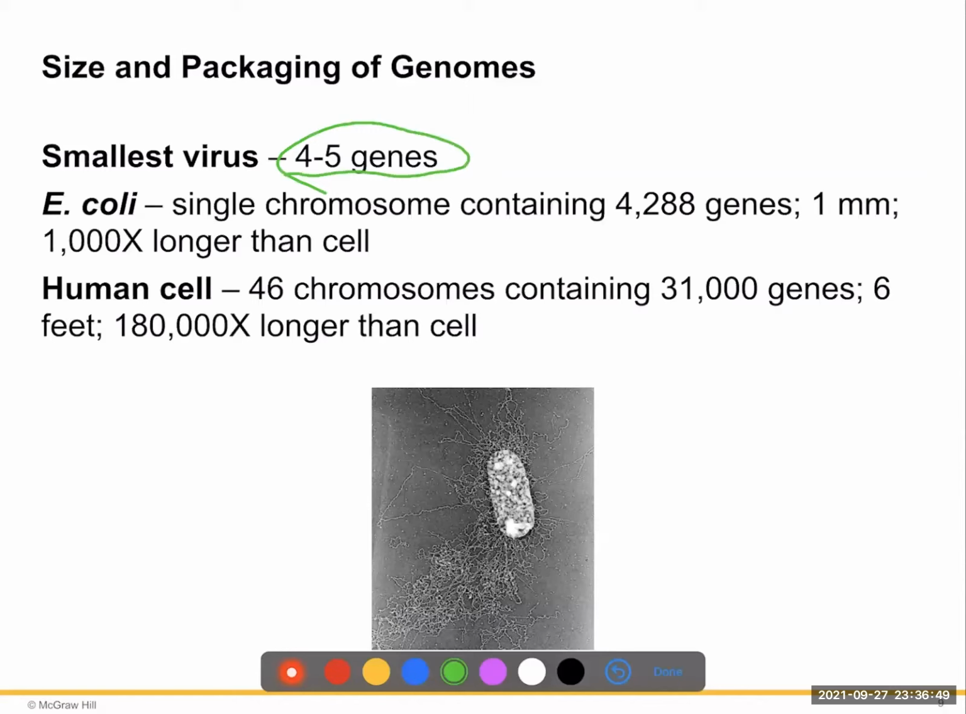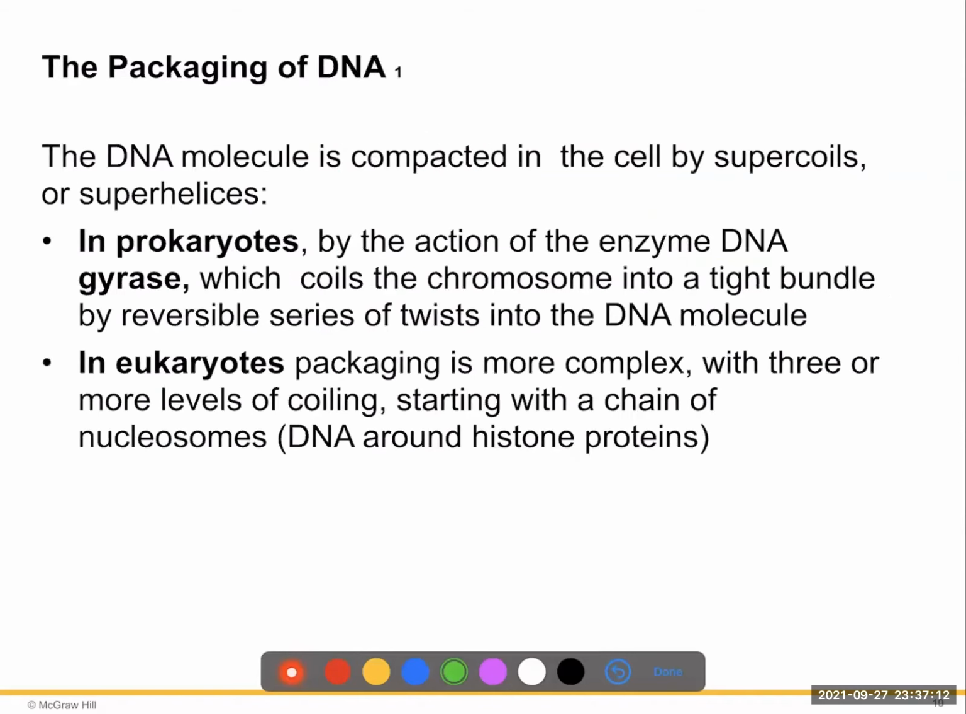The human cell: humans have 46 chromosomes, 23 pairs, 23 from the mother, 23 from the father. They contain roughly 31,000 genes in the human genome. If you laid all the genetic material out, it'd be about 6 feet long. It's about 180,000 times longer than the cell. That's a lot of DNA in those cells.